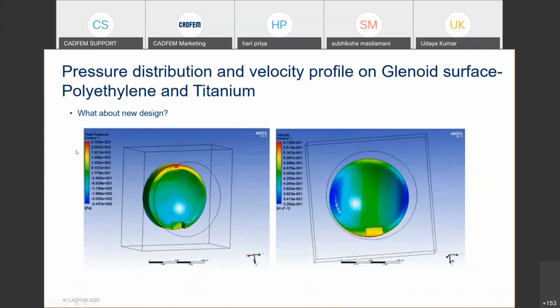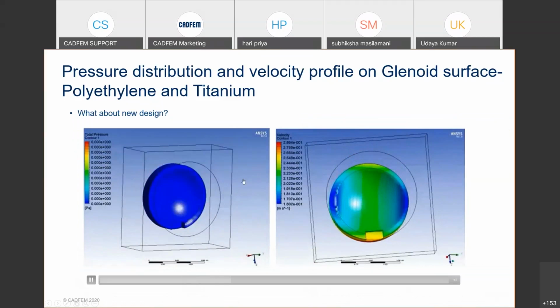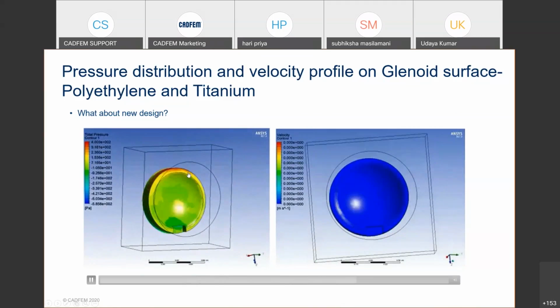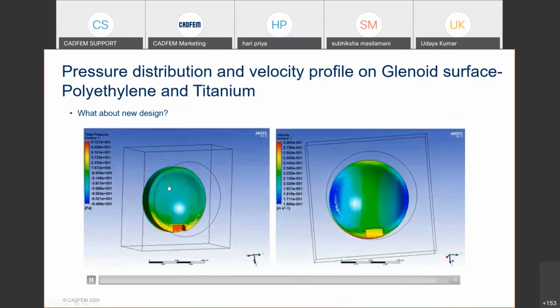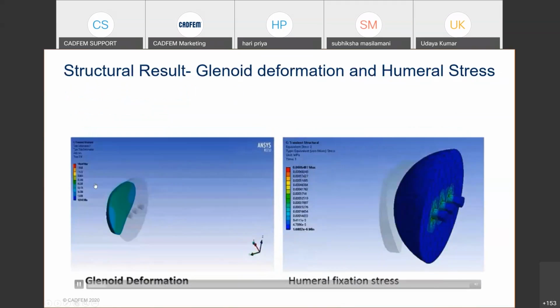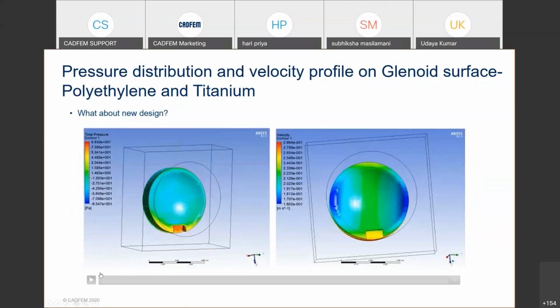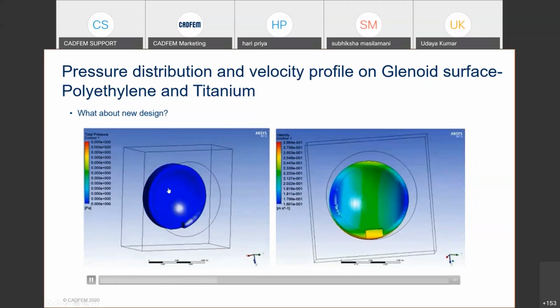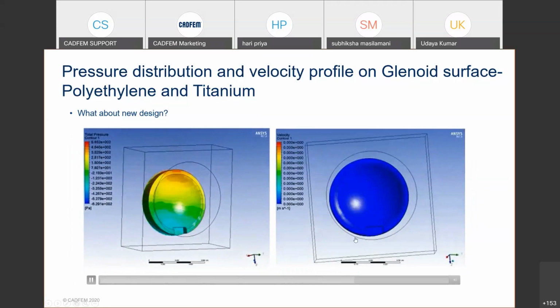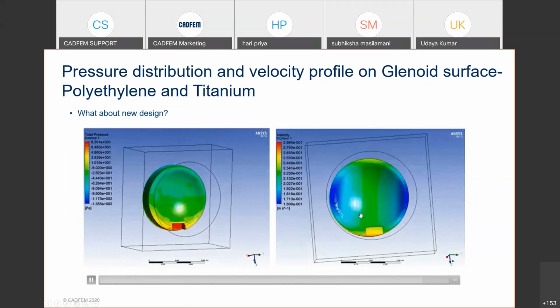With respect to our new design, or the second design, where this is a conventional design usually used, you can see a very good profile of pressure variation. There is no peak of high pressure or low pressure. It is a very good pressure variation, which means there is a good flow of synovial fluid. The velocity contour explains the same thing, because there is almost constant velocity in the contact region, which means it is well lubricated.